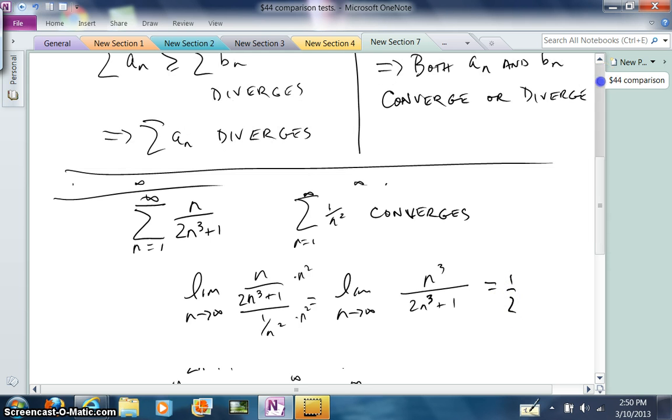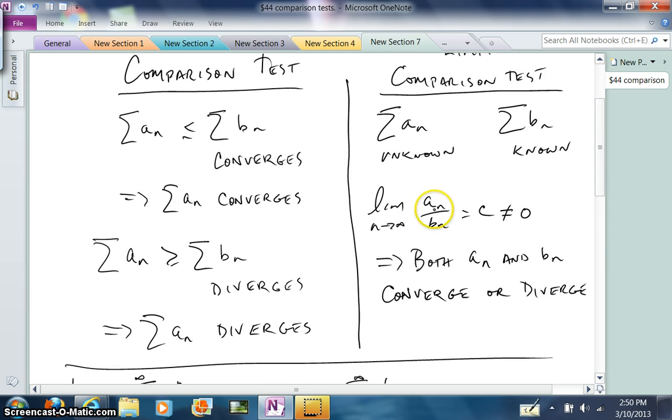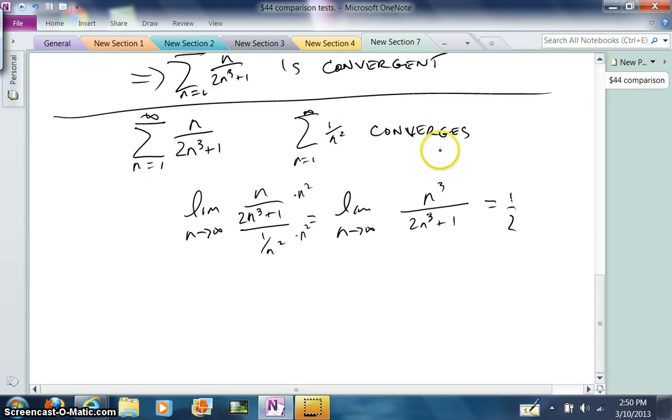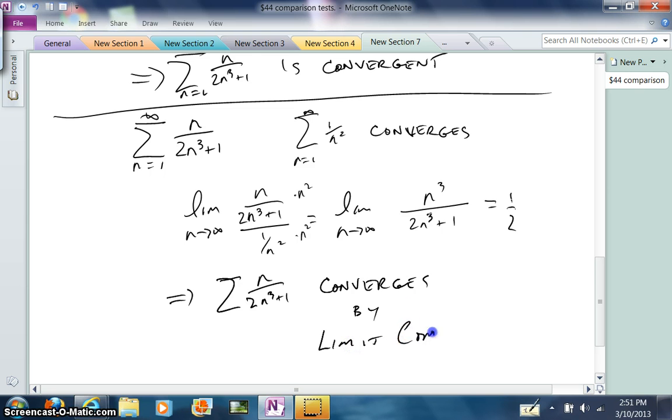Okay, so let's look back up at what the limit comparison test says. If you do this ratio and you get a constant in the limit, and that constant is not 0, then they either both converge or both diverge. Our 1 over n squared converges, so if they both must do the same thing, then the conclusion we come to is that this series converges. And you can say by the limit comparison test.